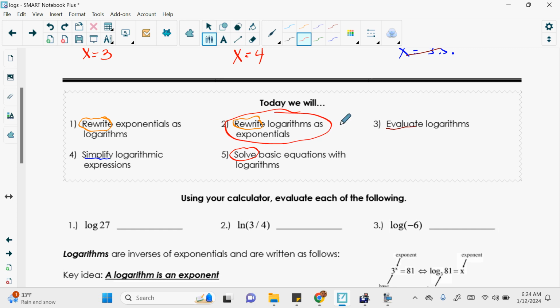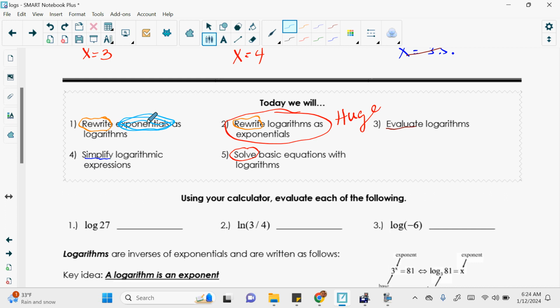Being able to convert these back and forth is going to be huge because that's what we always want to do. Anything new in math, we always want to convert back to something that we are very familiar with. And what we're very familiar with is exponents. You spent all of math one, math two, and math three working on them. So let's take something new and bring it back to something that we're familiar with.